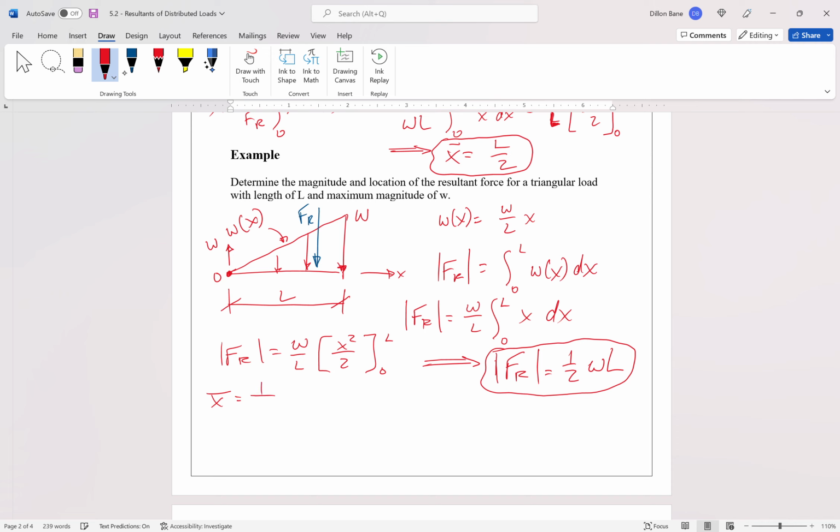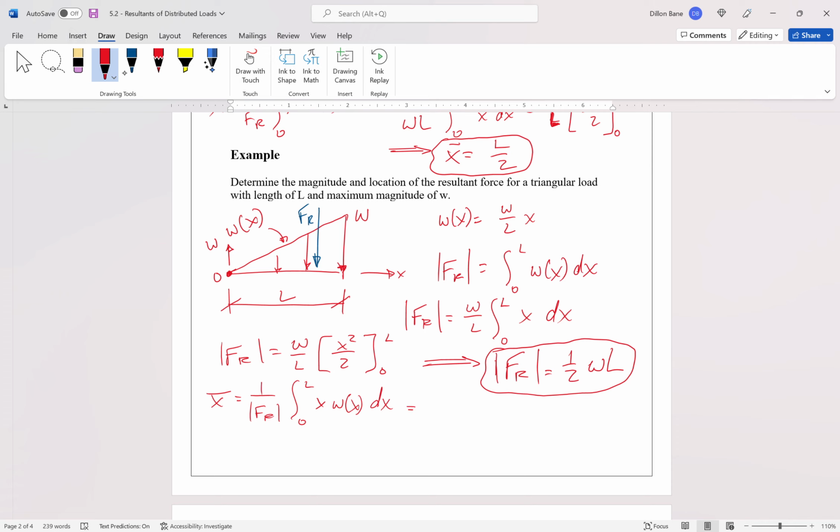x bar is 1 over the magnitude of F_R, integral 0 to L of x times w(x) dx. Sorry guys, my pen is kind of acting up. We've already figured out what the magnitude of F_R is. It's WL over 2. x is just a variable. w(x), we already know what it is. It's W over L times x. All we've got to do here is just plug and chug on the integral.